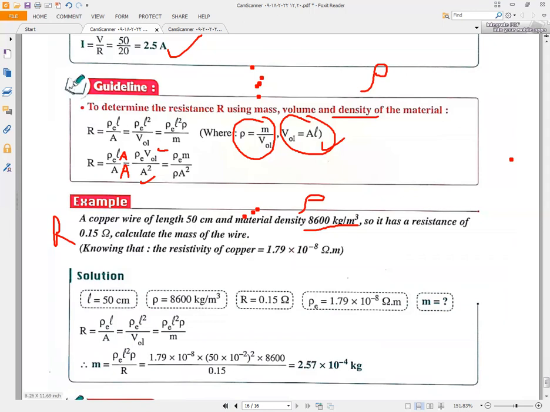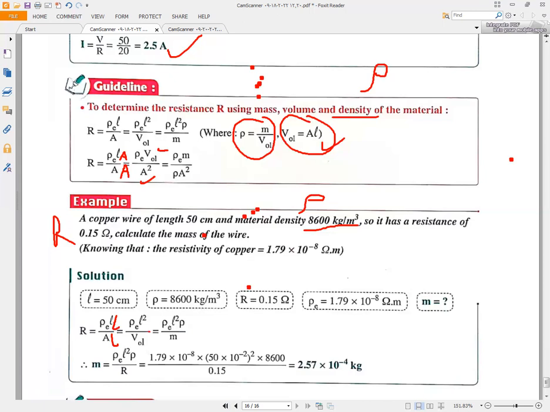L over L. So L power 2 here, A times L. Here there is L and here also L. A times L equals the volume from this relation. So R equals rho E L power 2 over the volume, which is rho E L power 2 over M.